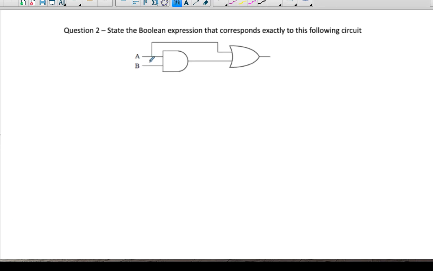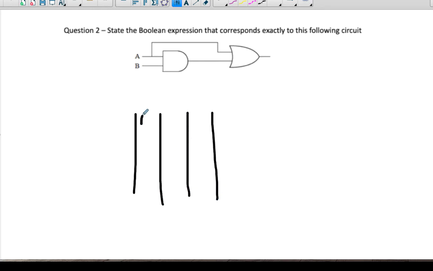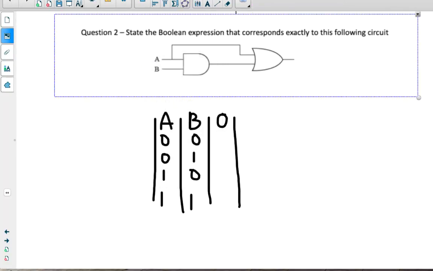This final scenario is an exam question. So what we're going to do is trace the circuit as we did before. So we draw a table. And we know there are 4 different combinations: 0 0, 0 1, 1 0, 1 1. And then we trace it.